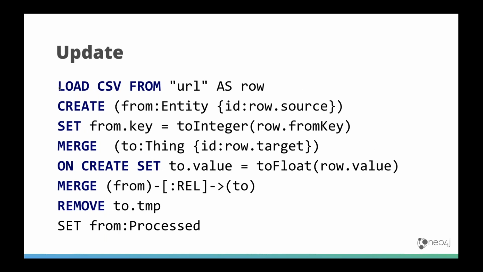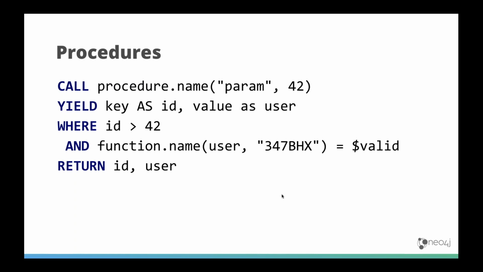For updates, we have loading data from CSV, which we'll look into later on. We have both create, which is just an unconditional creation, and updating of properties. Merge is an upsert, or get or create, so a match or create operation. So if the thing is already there, then it will just be returned, otherwise it will be created. It has some conditional clauses as well, and we can also use merge for relationships, and then we can also remove properties and labels, and also add new labels on top of that.